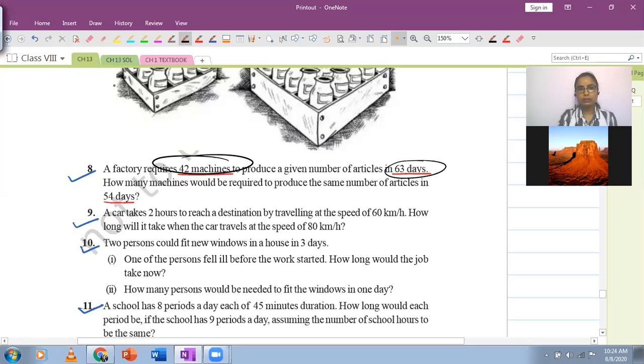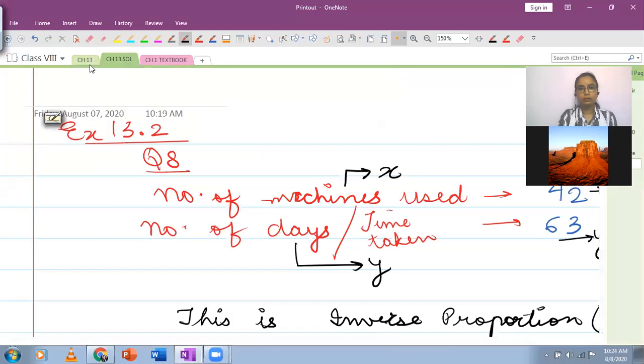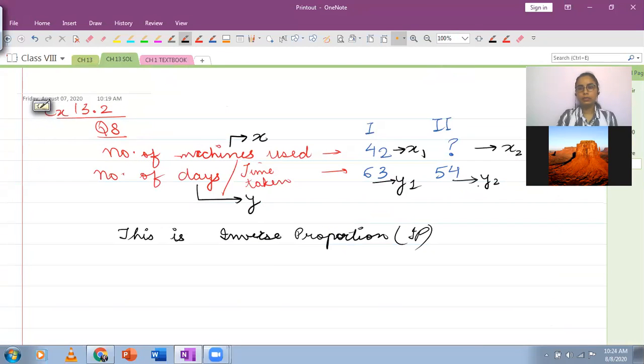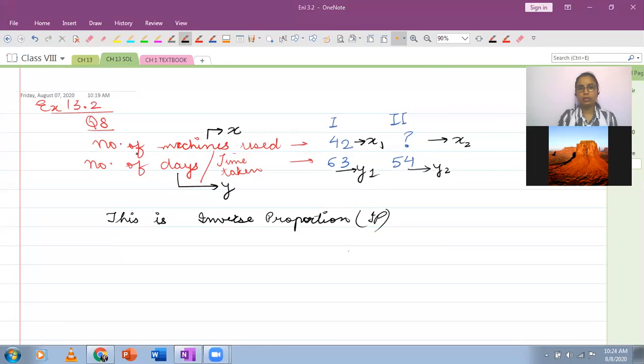So we made a table. The table shows the values here. So we have the number of machines and the number of days taken to complete the work. And what I've done, I've taken the number of machines as x. So we have 42 machines finishing the work in 63 days. And you need to find out how many machines will be required to finish the work in 54 days. So we have inverse proportion. If you want, you can write down: to finish the work in less number of days, more machines will be required.